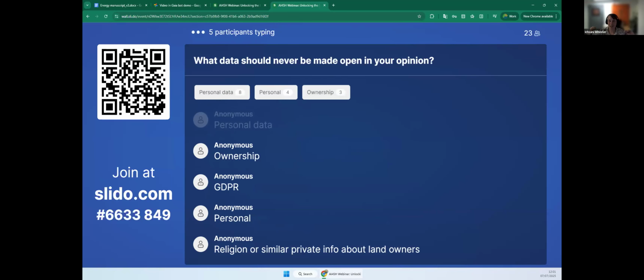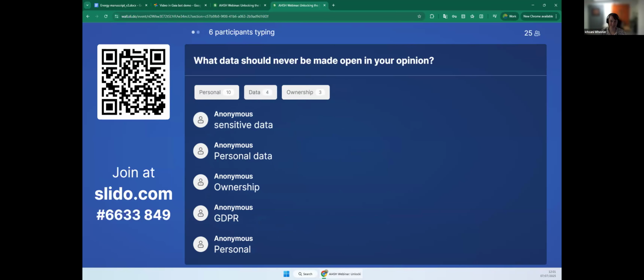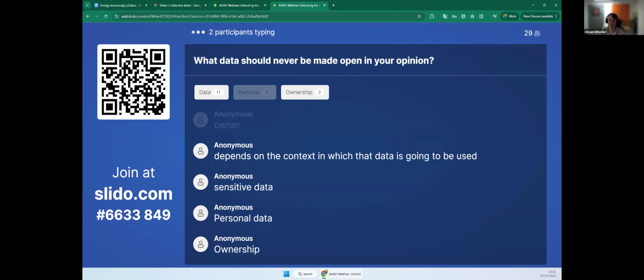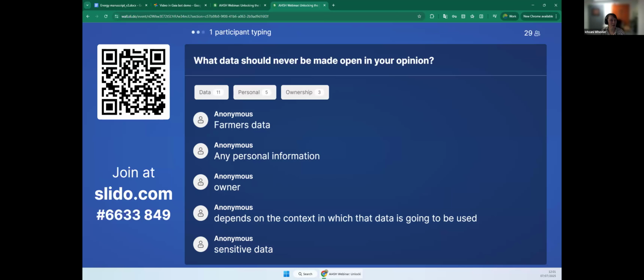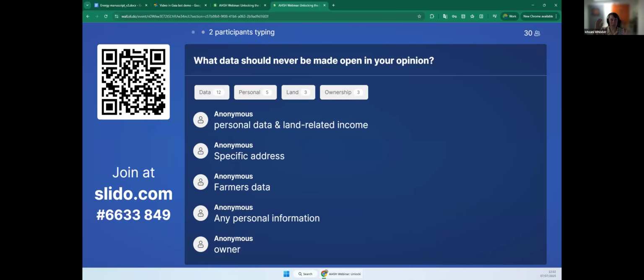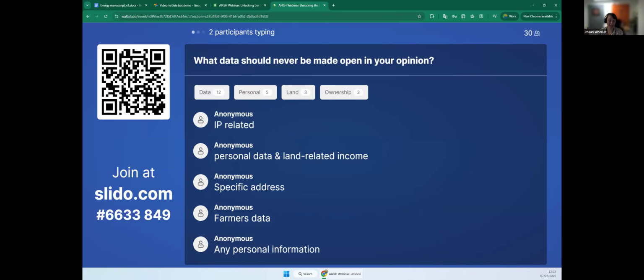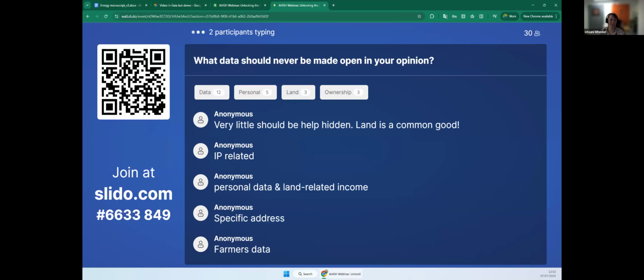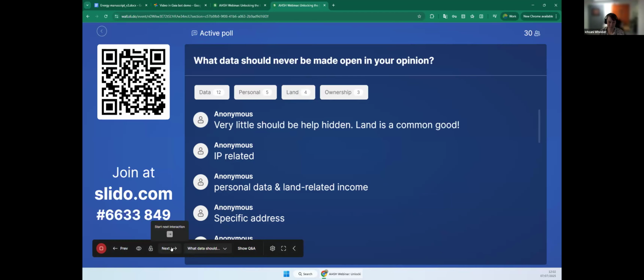And I'm guessing, yeah, personal data, personal ownership. I am happy that these are coming up because these are the things that are often cited as being the nervous points of it. Very interesting. I want the information, but then I also want to know how I'm going to be exposed and to whom and in which way, and essentially who has my back, from a landholder point of view. Land is a common good. Yeah, there's the argument. Okay, next.